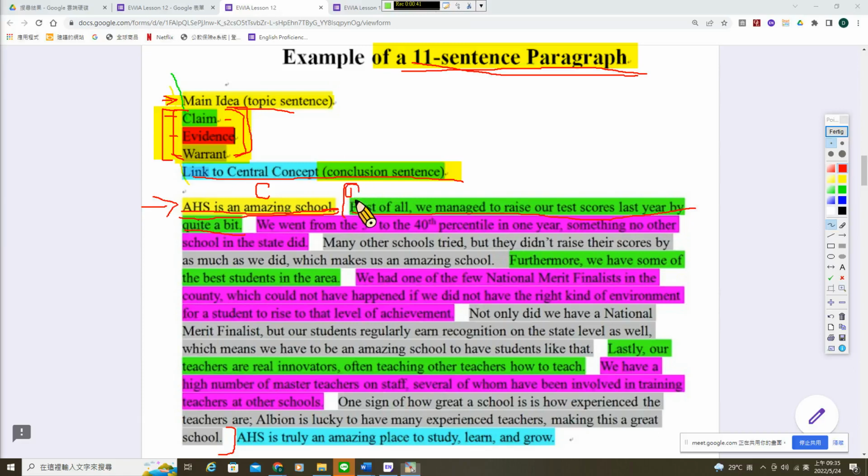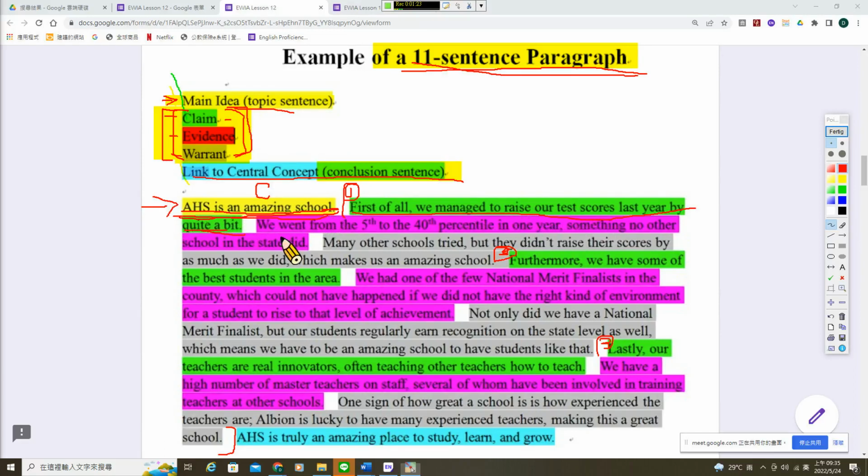One is here. First of all, we managed to raise our test score last year by quite a bit. And number 2, your second claim: Furthermore, we have some of the best students in the area. So this is number 2, right? And number 3 is here: Lastly, our teachers are real innovators, often teaching other teachers how to teach. So look here. The author provided 3 reasons, 3 of his own opinions, to support saying AHS is an amazing school.